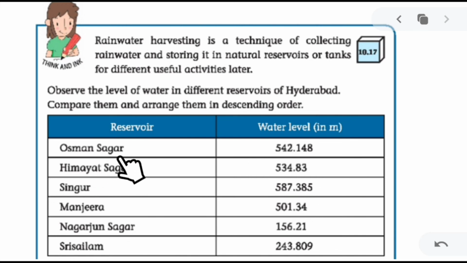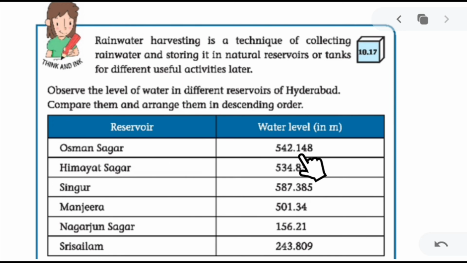First one is Osman Sagar, 542.148, and Himayat Sagar 534.83, and Singur 587.385, Manjira 501.34, Nagarjuna Sagar 156.21 and Srisailam 243.809. Okay, now we start to write the descending order. Descending order means big to small. First, compare the whole numbers. Okay, first I want to convert unlike to like decimals.